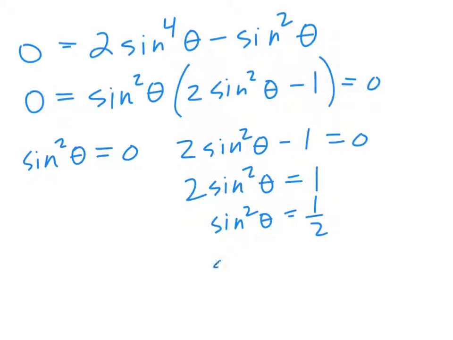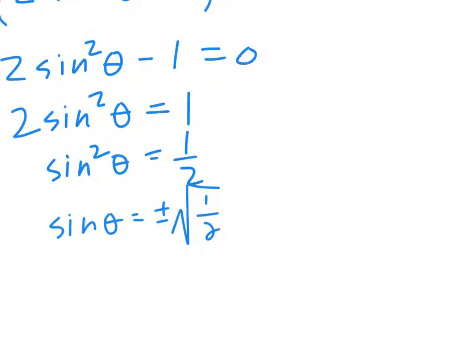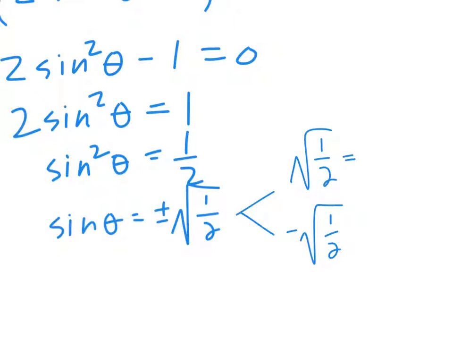Square root. Now, when you square root, you have plus minus. All right, so this is where you need to rationalize it, if you want to see whether it is in the unit circle. Let's split it into 2: square root 1/2 and then minus square root 1/2. Square root 1/2 becomes square root 1 over square root 2.